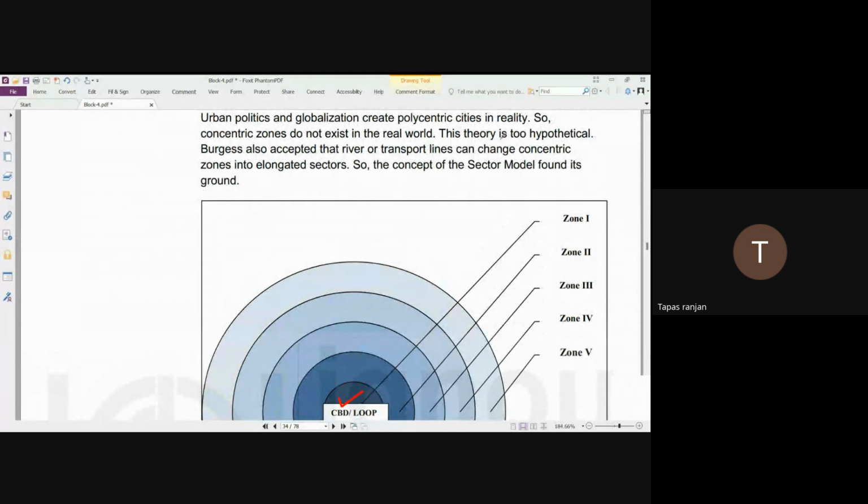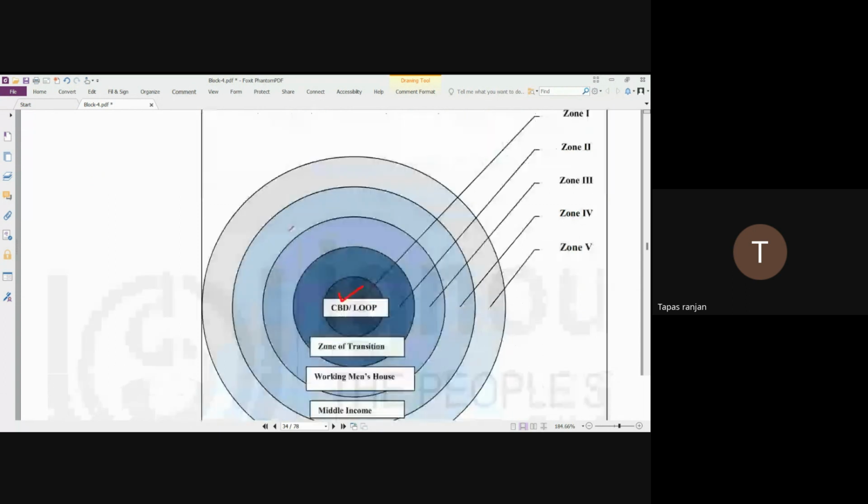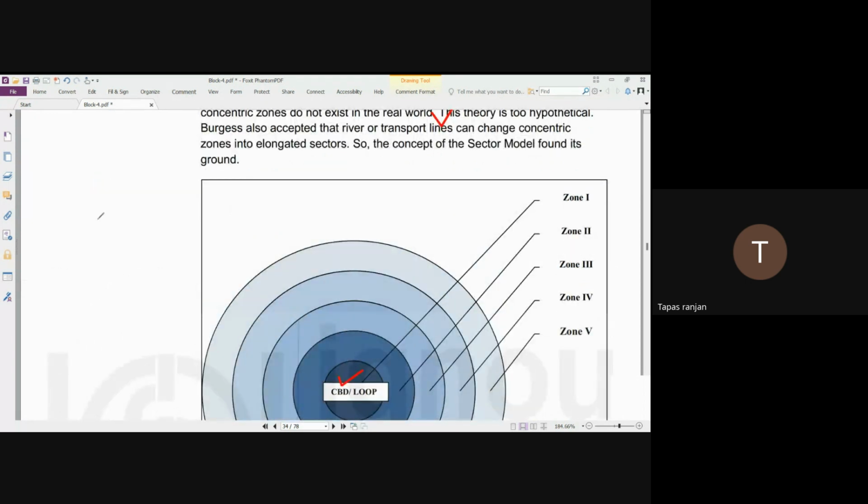And one of the criticisms is that the theory is too hypothetical in nature. If you do empirical studies in any part of the globe, these kinds of concentric zones cannot be found. So these are basically normative in nature. What is normative? Normative means the data are observed in nature. Now, these are not empirical studies.